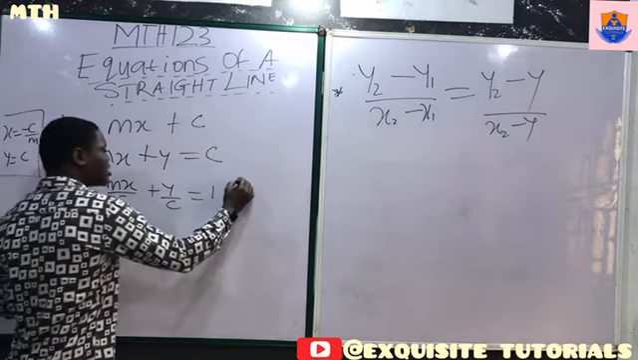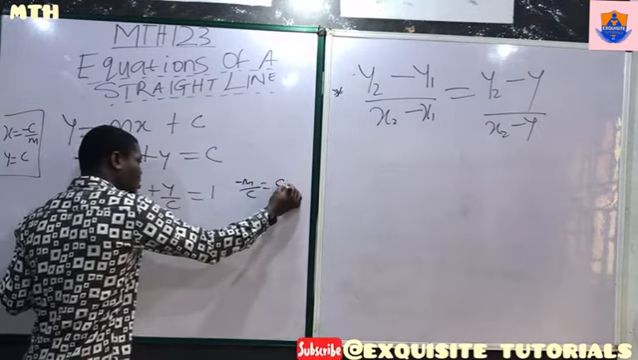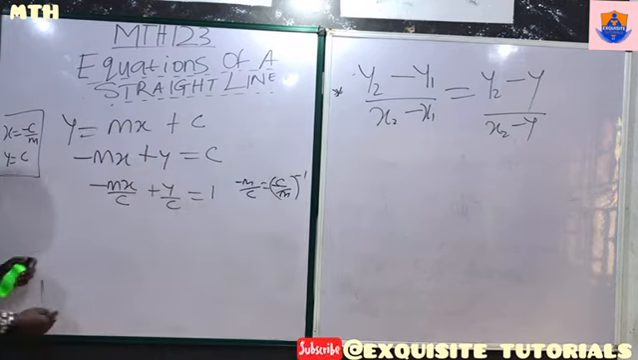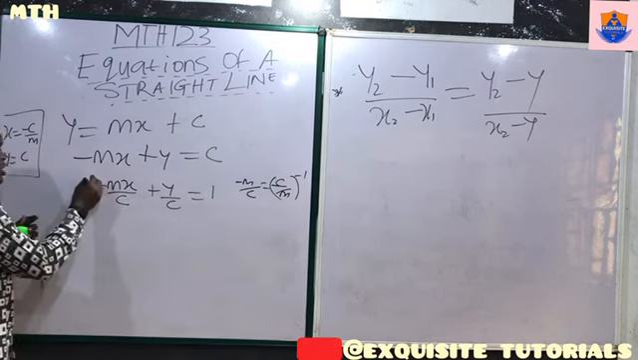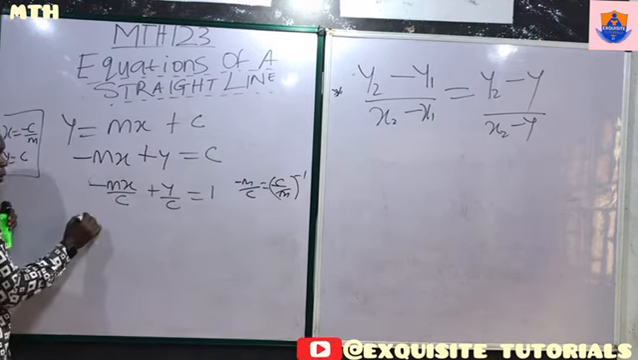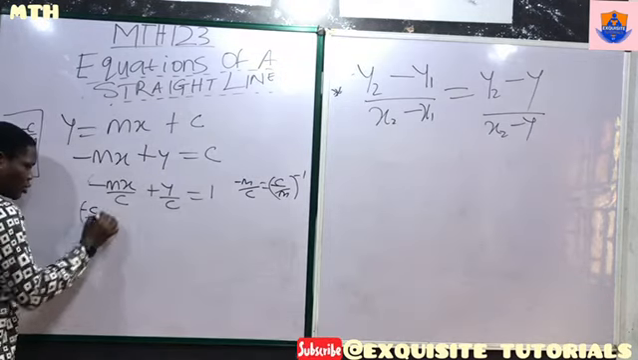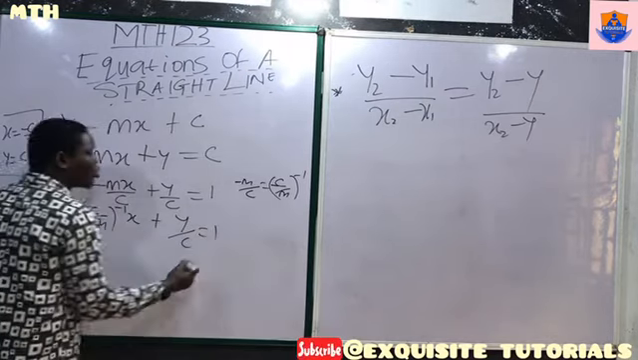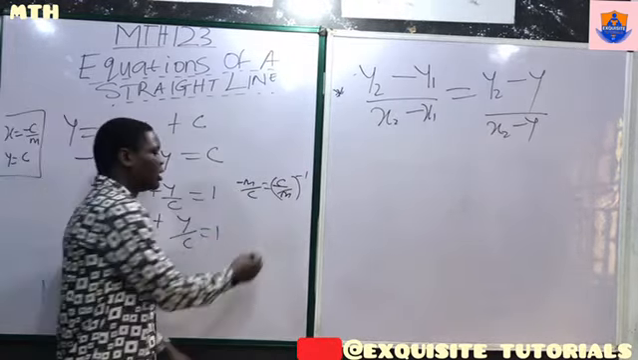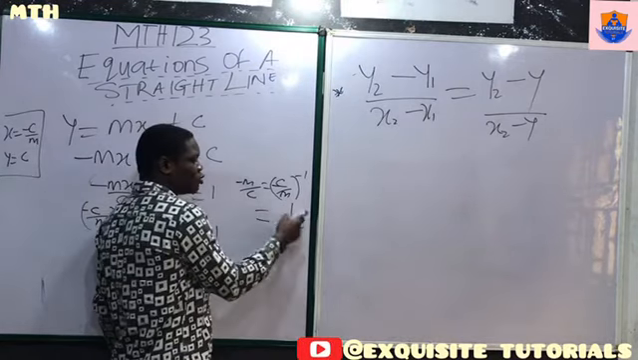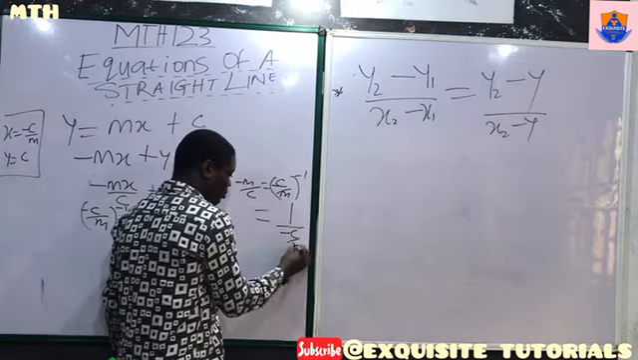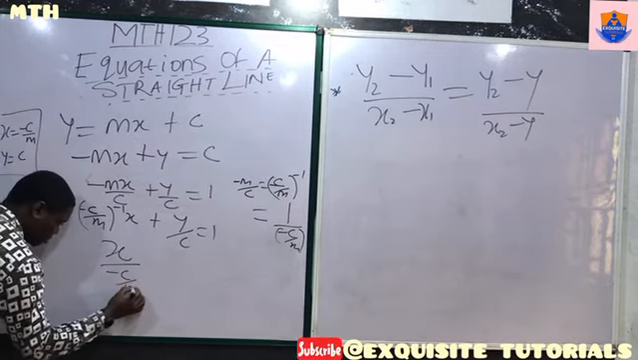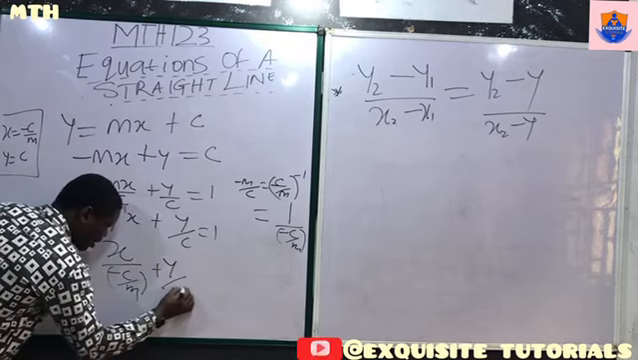So I can easily say minus m over c is the same thing as minus c over m raised to power minus 1. So if I change this part here, I will have minus c over m raised to power minus 1 times x plus y over c. And you know one rule of indices: when you have a negative power, if you want to change it to positive, you take it downward. So here I can write it as x over minus c over m plus y over c equals 1.